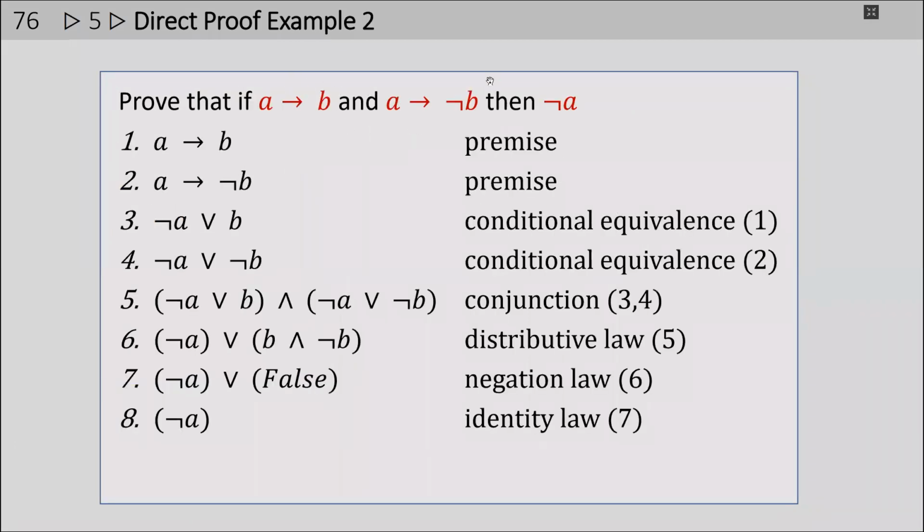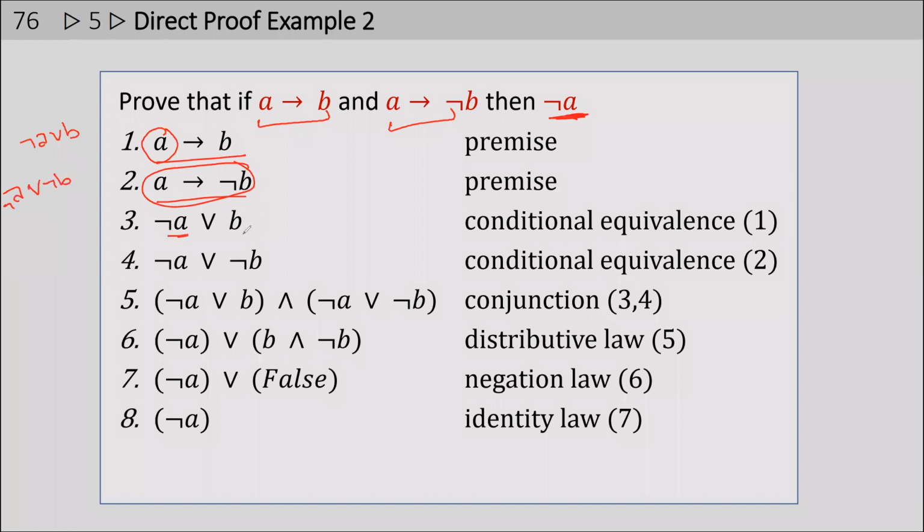Another example, using inference rules. Assume that if this is true and this is true, so conclude not A. Okay, why not? So this is the premise, this is the premise. And now let's use the rules we know in order to conclude what we want to prove. Okay. So using a conditional statement here, this could be equivalent to not A or B. And here it's not A or not B.